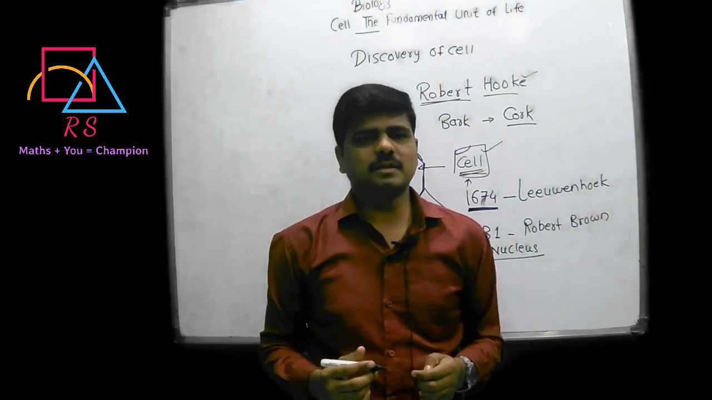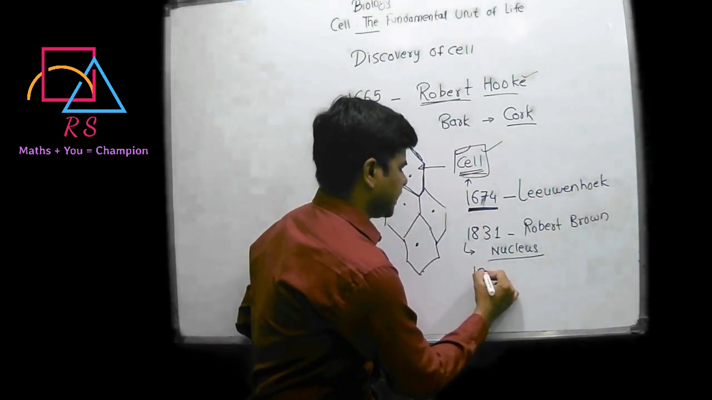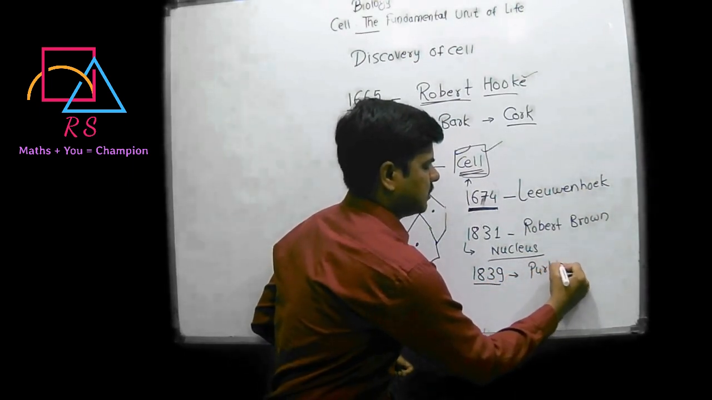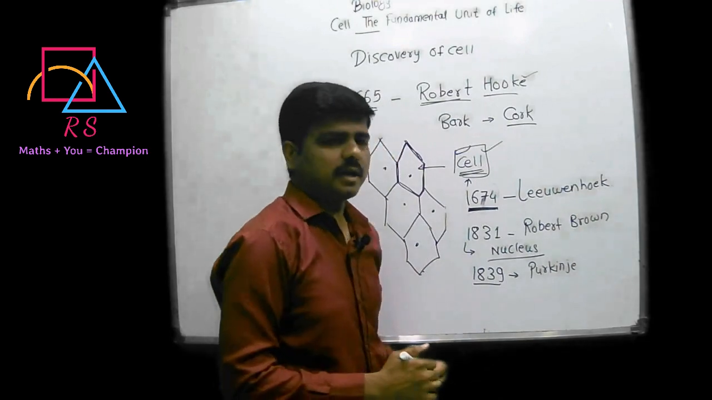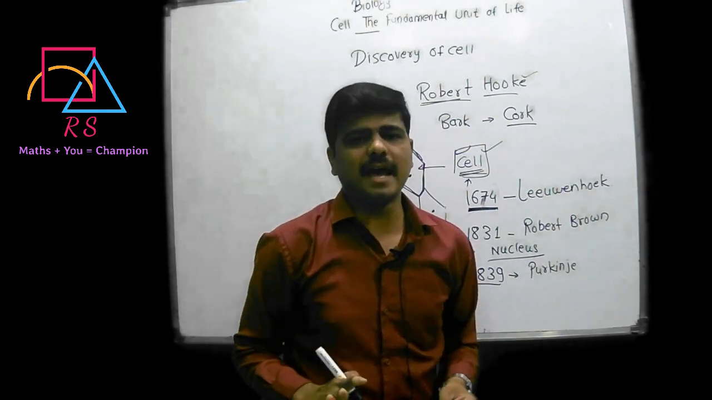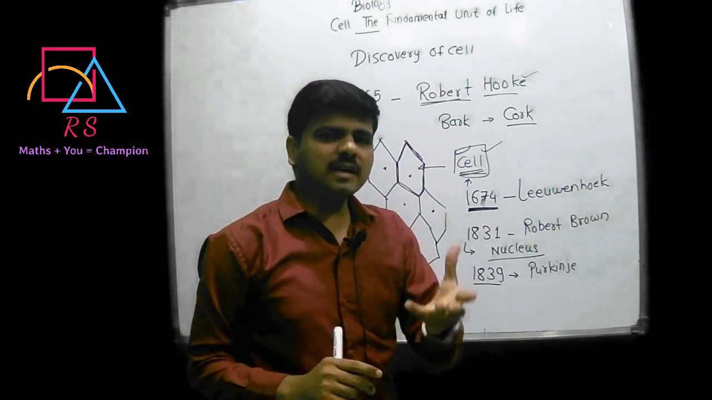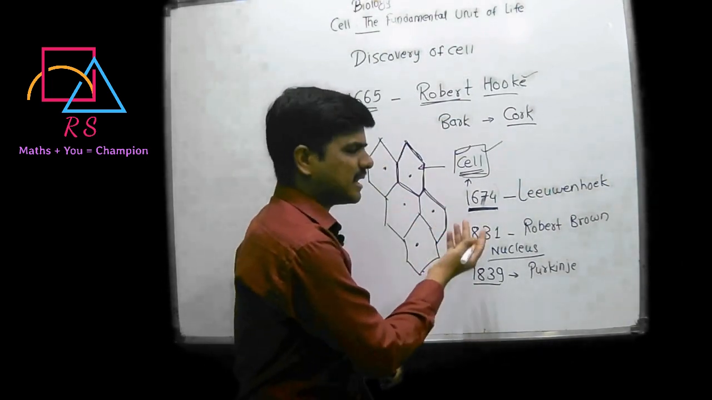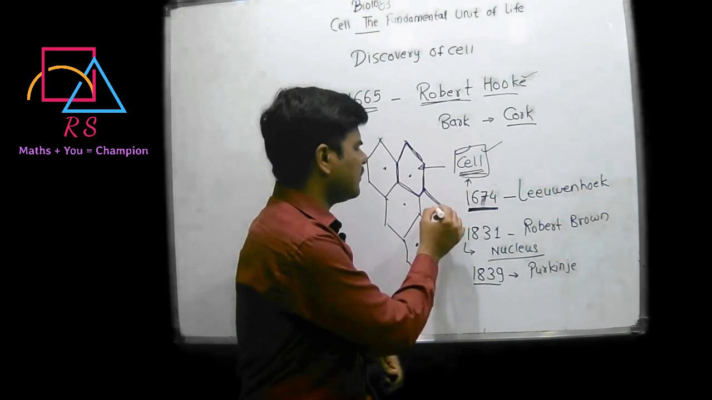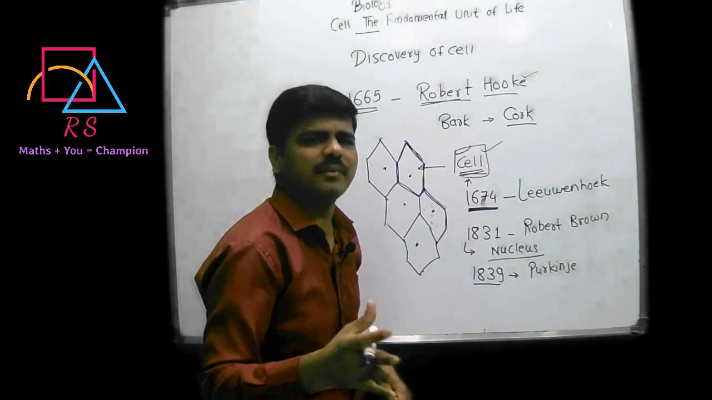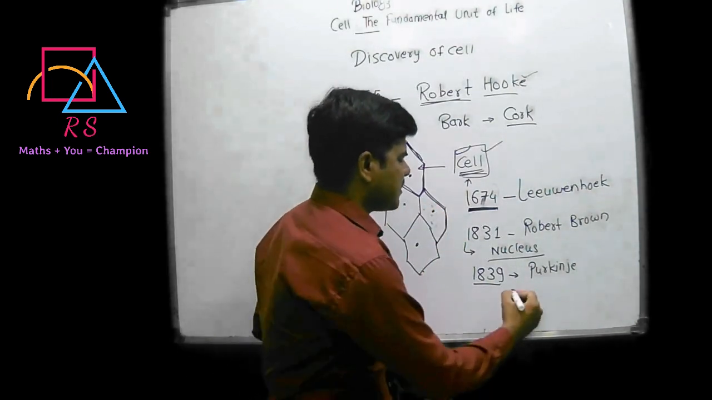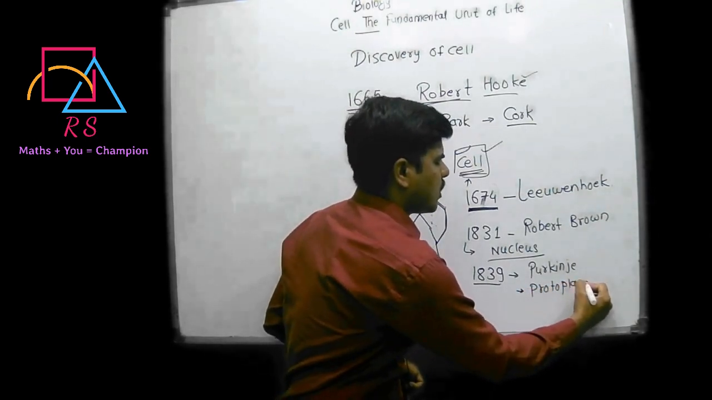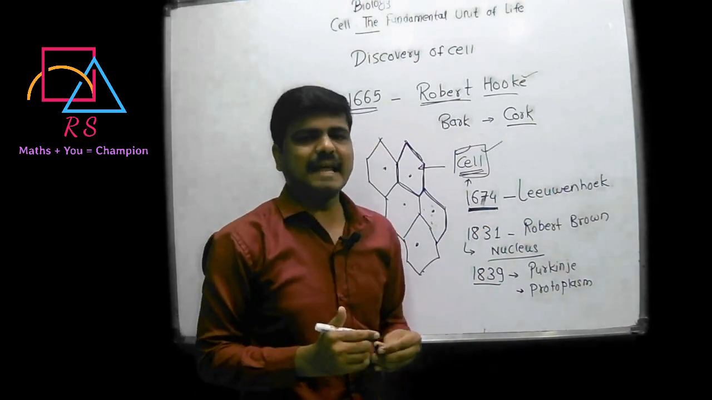After some years, around the year 1839, there was a scientist named Purkinje. He stated that whatever the living component of the cell is, meaning inside this plasma membrane, whatever material including the cytoplasm and including the nucleus, it can be considered as protoplasm. So he coined the term protoplasm in that year.